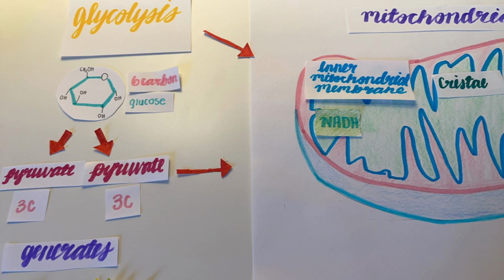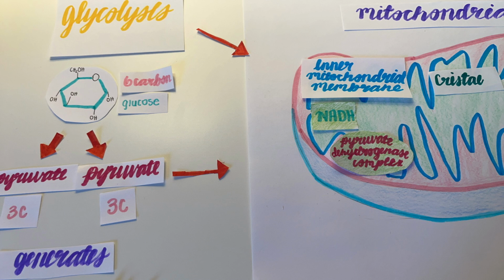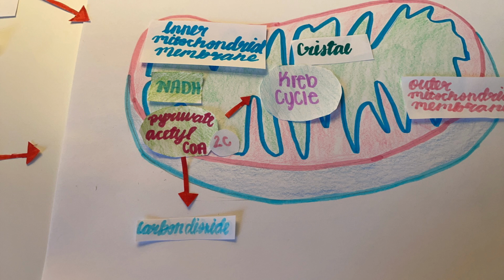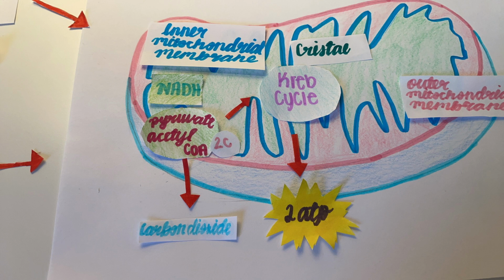Pyruvate diffuses into the mitochondria, and the pyruvate dehydrogenase complex converts the 3-carbon molecule pyruvate into acetyl-CoA, which is a 2-carbon molecule. Acetyl-CoA goes into the Krebs cycle, and during this process, carbon dioxide is given off. The Krebs cycle also gives off 2 ATP.